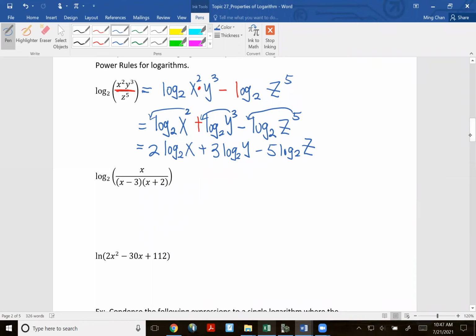Let's try another one, okay? Again, the numerator is only having one factor here. So I'm going to divide up the top and the bottom. So this should be log with the base 2 of x minus, right? This division means minus log with the base 2 of (x minus 3)(x plus 2), okay? So make sure you understand this. This is actually log with the base 2 of these two things multiplied together, okay? I just didn't use a bracket just now. I should, but I didn't.